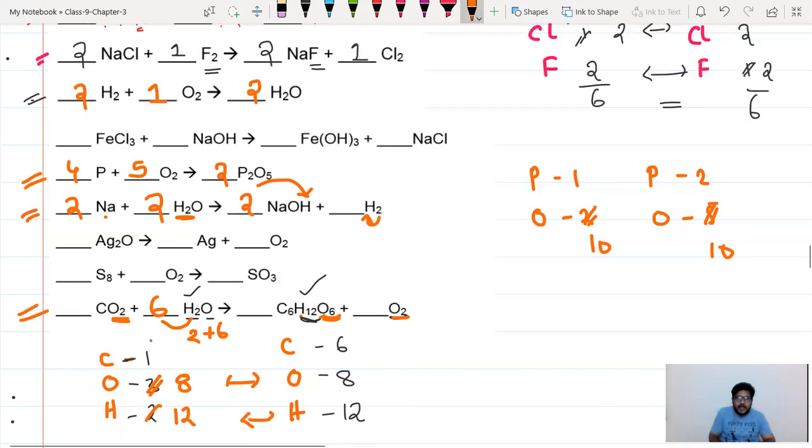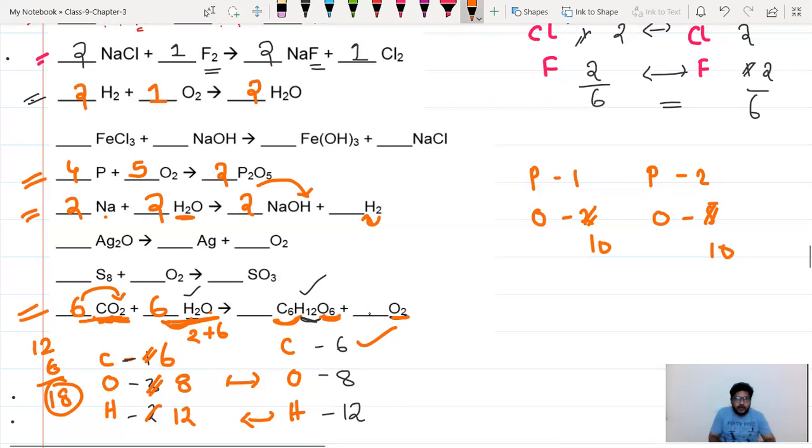Now we are left with carbon. How many carbons here do we have? 6. So what to do? Here, how many carbons here we have? 1. We don't have any other choice. We have to put 6 here. So if you put 6, it will become 6 CO2, 6 H2O. Again, what we have to do? We have to count. How many carbons? 6. How many carbons? 6. Balanced. How many oxygens? 6 should be given to oxygen. 6 twos, 12 now. Now here 6, 12 plus 6, we have 18 oxygens this side. Here we have only 8.